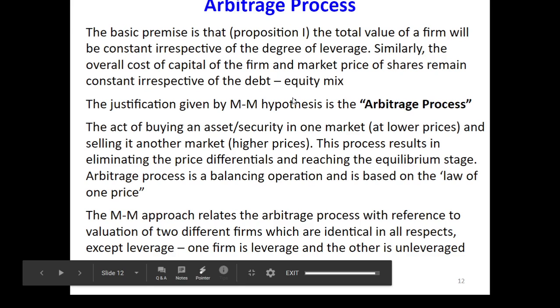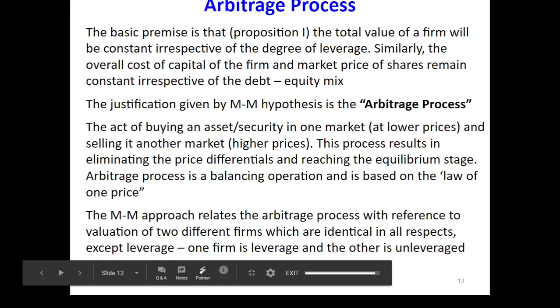Here, with this model, we can know the arbitrage process. The investors can avail the arbitrage process by investing in securities. Here, the basic premise of the arbitrage process is proposition 1: the total value of a firm will be constant irrespective of the degree of leverage. Similarly, the overall cost of capital of the firm and the market price of shares remain constant irrespective of the debt equity mix.